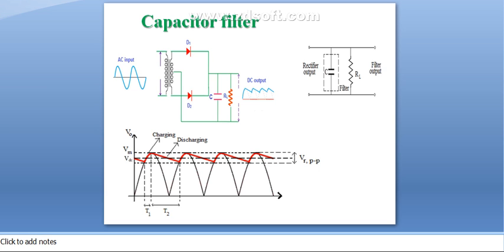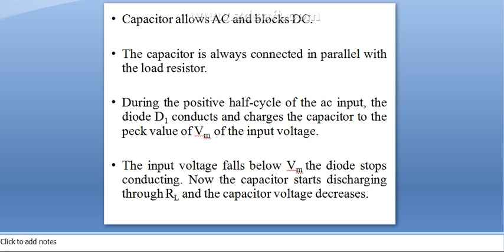The next one is the capacitor filter. This is the circuit diagram of the capacitor filter, with input and output waveforms. See here, the capacitor is connected in parallel with the load resistor. Here the capacitor allows AC and blocks the DC signal. The capacitor is always connected in parallel with the load resistor.